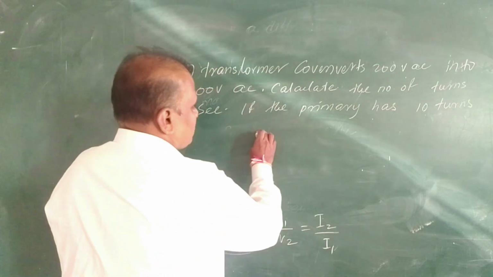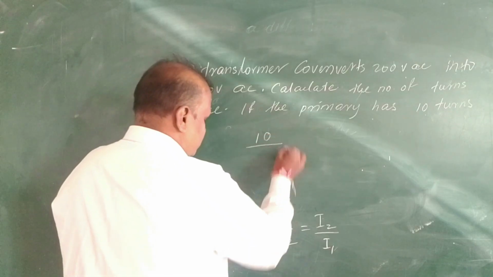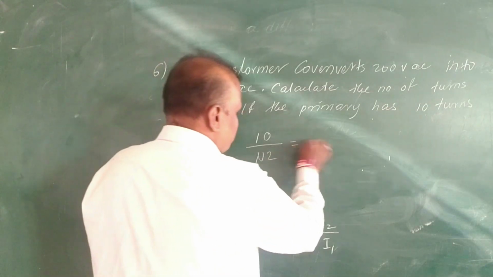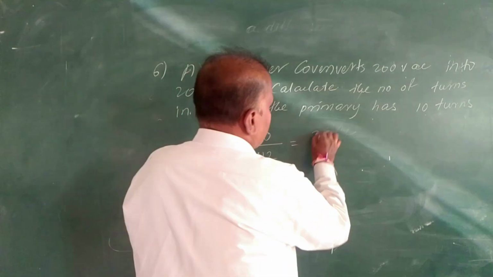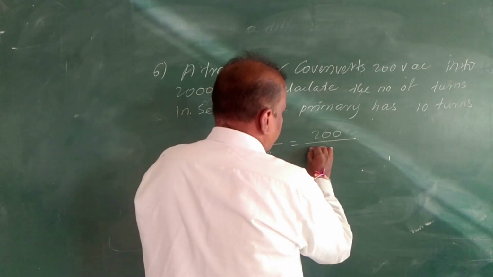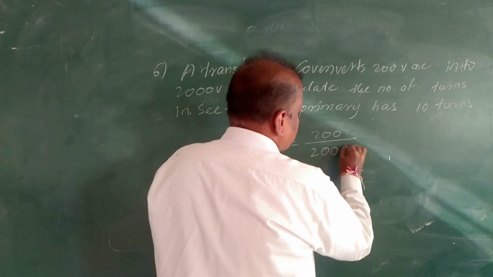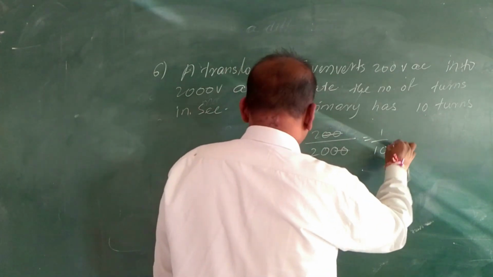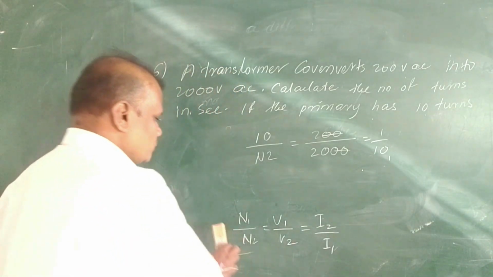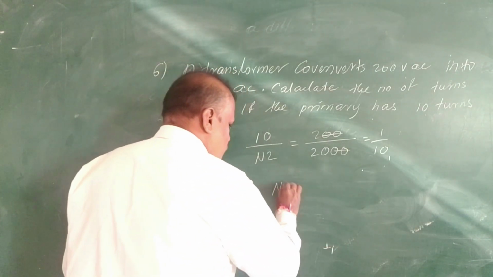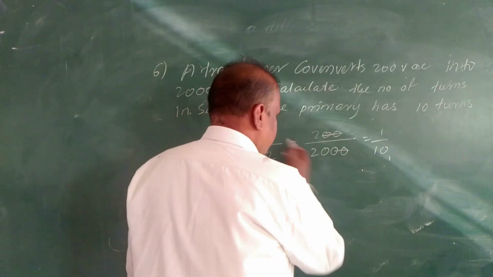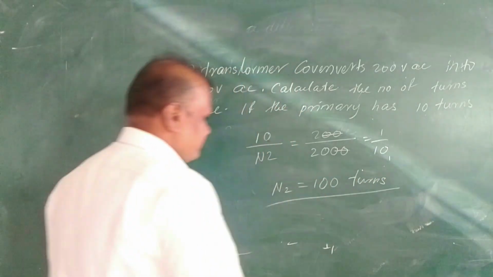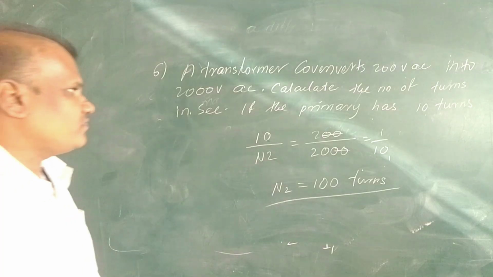N1, the number of turns in the primary, that is 10, divided by N2, the number of turns in the secondary, which we are going to find out, equals V1, the input applied voltage, 200, divided by the voltage across the secondary, 2000. So 200 by 2000 is 1 by 10. Taking the cross product, N2 equals 10 into 10, that is 100 turns. So the secondary is going to have 100 turns.